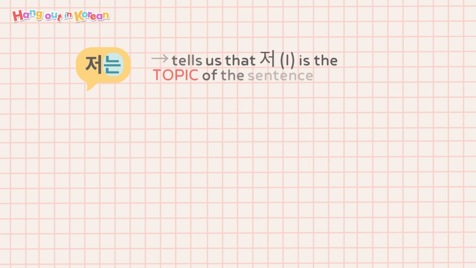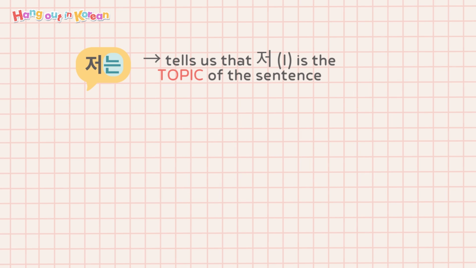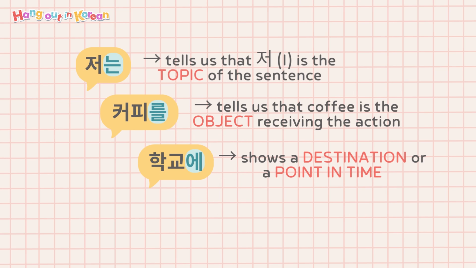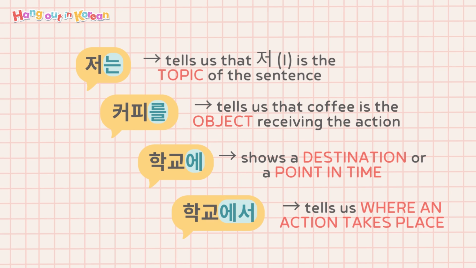For example, in 저는, the particle 는 tells us that 저, meaning I, is the topic of the sentence. In 커피를, the particle 를 tells us that coffee is the object receiving the action. In 학교에, 에 shows a destination or a point in time. And in 학교에서, 에서 tells us where an action takes place.